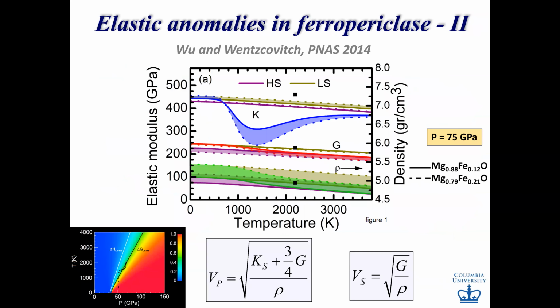So here you have the elastic coefficients of ferropericlase at 75 GPa as a function of temperature. Suppose 75 GPa is 1500 kilometers in the mantle. And this is how the bulk modulus and shear modulus vary with temperature. The shear modulus decreases with temperature. In the absence of a spin crossover, the bulk modulus would also decrease with temperature. But because of the spin crossover, there is this anomaly in the bulk modulus, and the anomaly increases with the iron content. So the GDT is negative at this pressure.